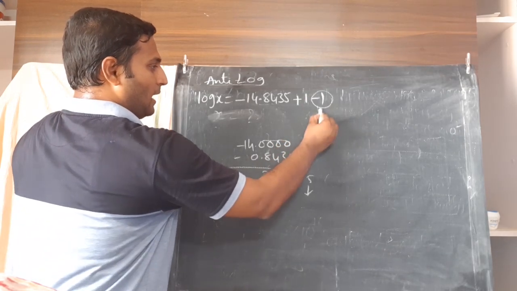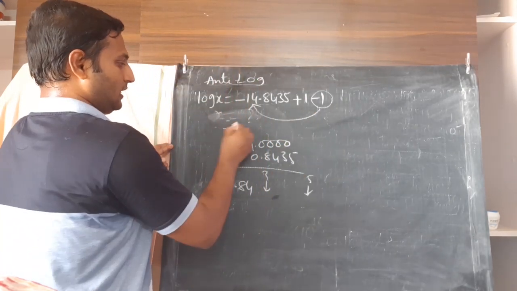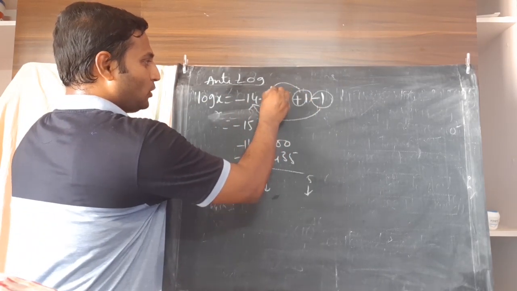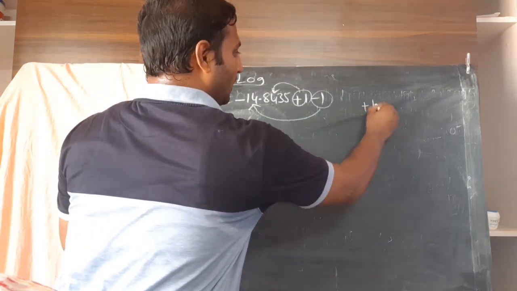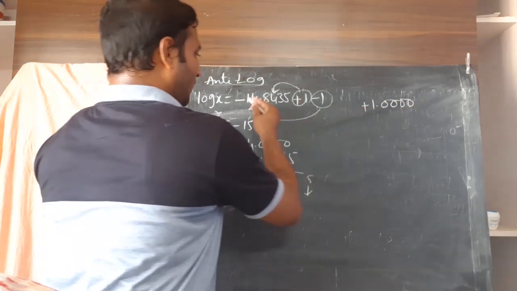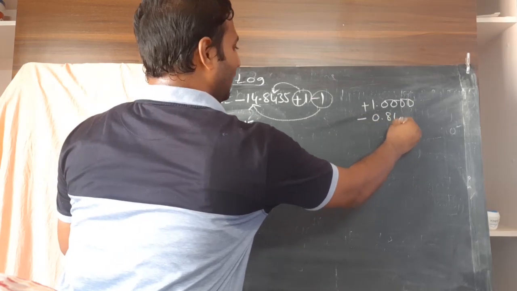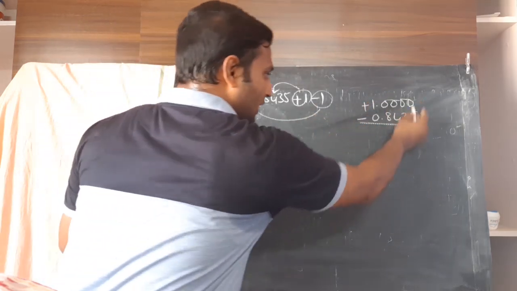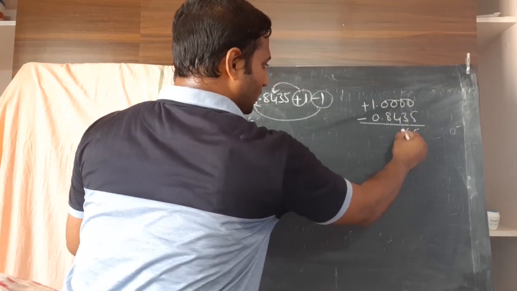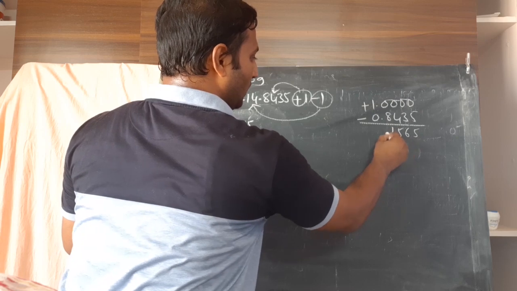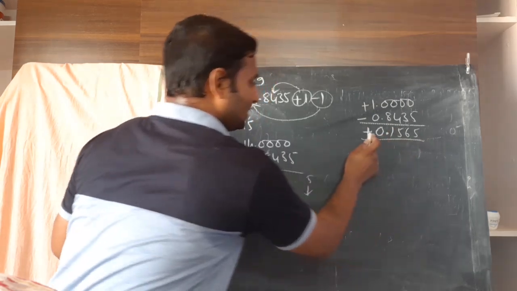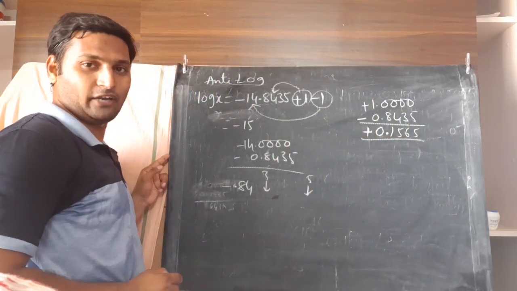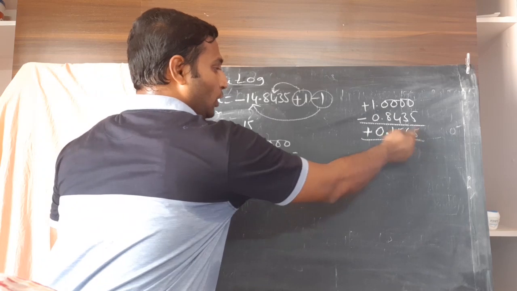Okay. So, add 1, subtract 1. Now, the minus 1 you give to the characteristic. That means your characteristic becomes minus 15. Keep it like that. The plus 1 you give to the mantissa. That means you are doing plus 1 minus 0.8435. Let us do it. 10 minus 5, 5. 9 minus 3, 6. 9 minus 4, 5. 9 minus 8, 1. Now, don't you think this is plus 0.1565, because plus 1 minus 0.8435 you have taken. That's why you got a positive value.